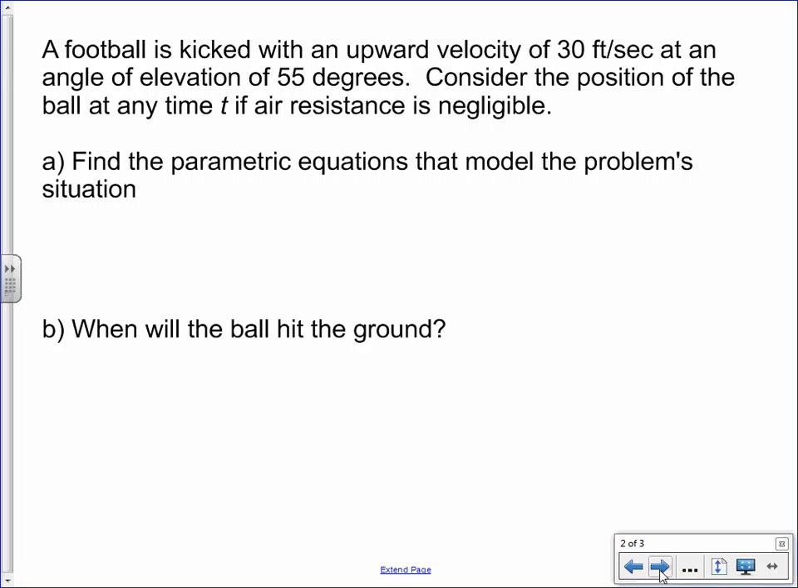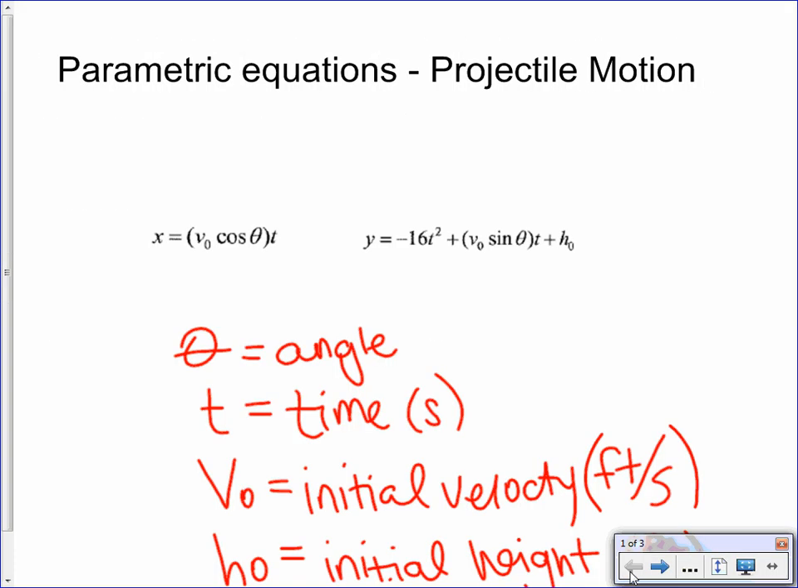A football is kicked with an upward velocity of 30 feet per second. So on your paper, write V naught equals 30 feet per second. At an angle of elevation of 55 degrees. Theta is 55 degrees. Consider the position of the ball at any time t if air resistance doesn't matter. Okay, I want to come back to here.